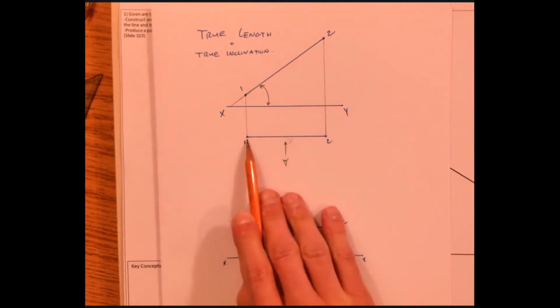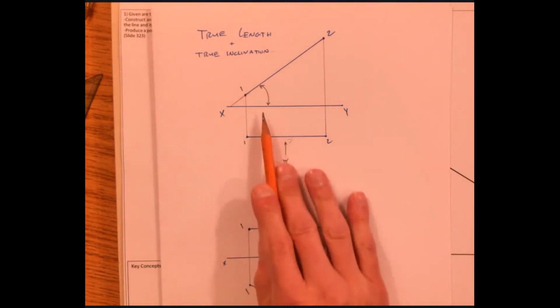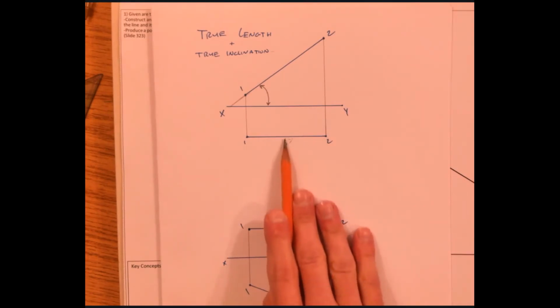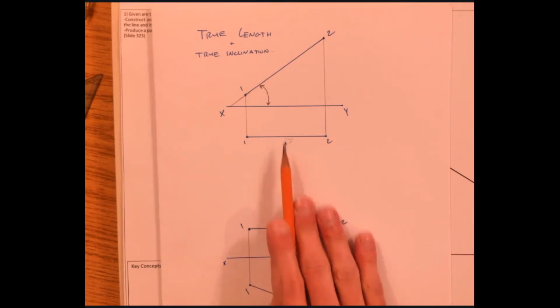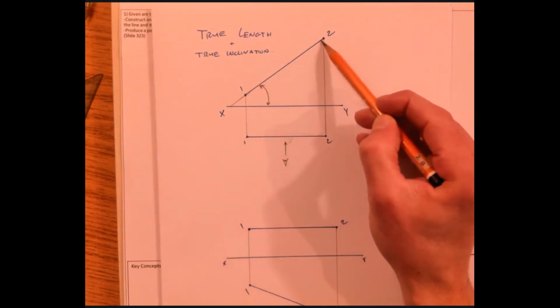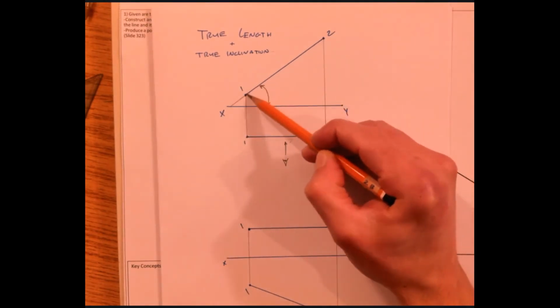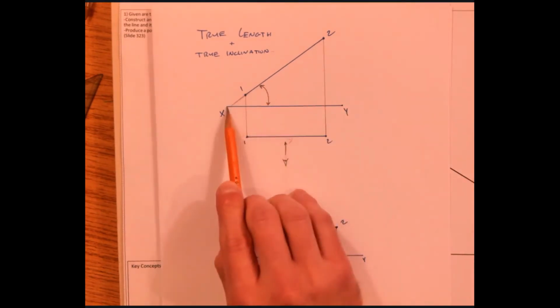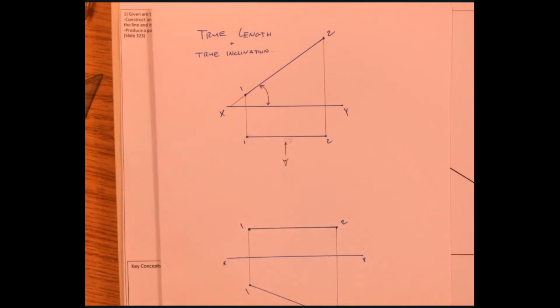Because that line 1, 2 is parallel to the XY line in plan, I'm going to see a true length of it when I go to the elevation. So I project up and I see the true length. This is the true length of that line. And it's also the true inclination, the true angle between the line and the horizontal plane, which is here. So I can measure that angle.